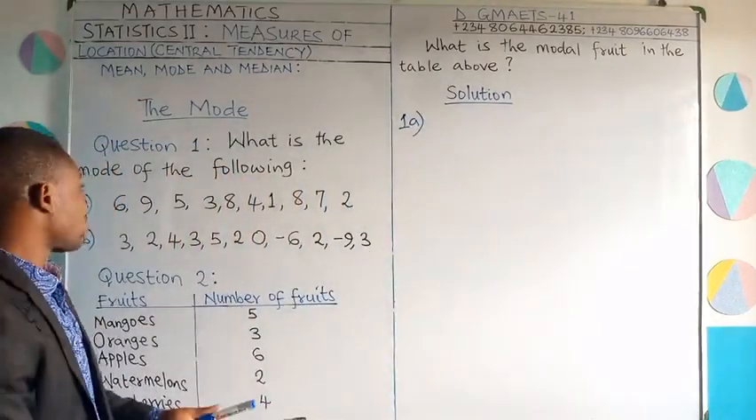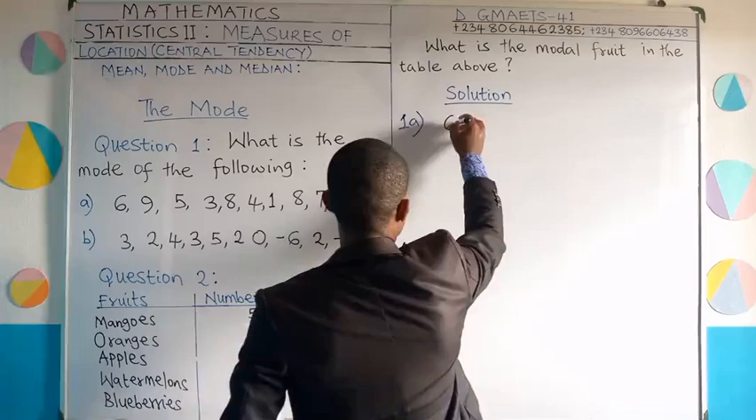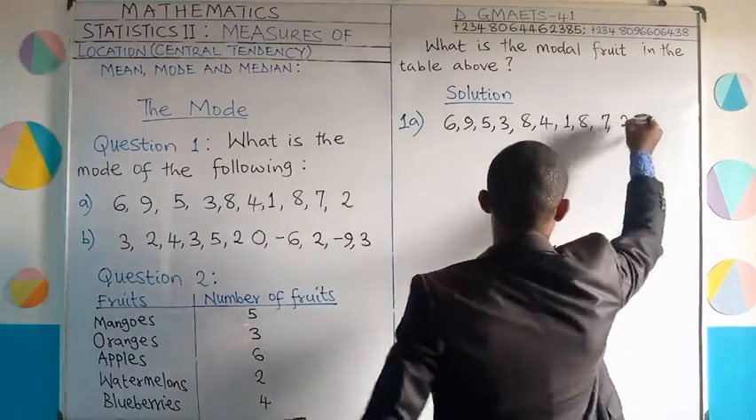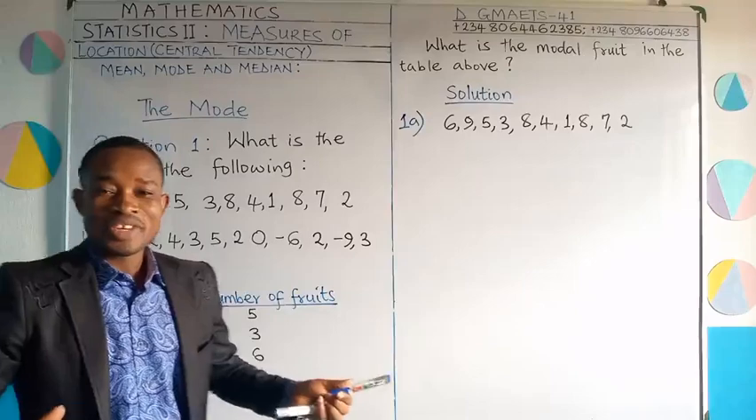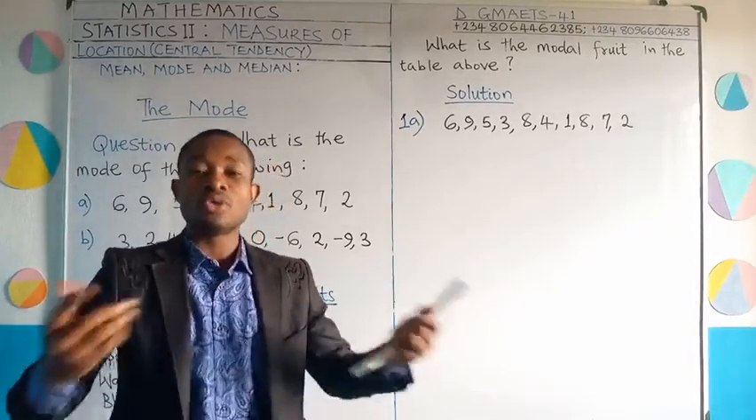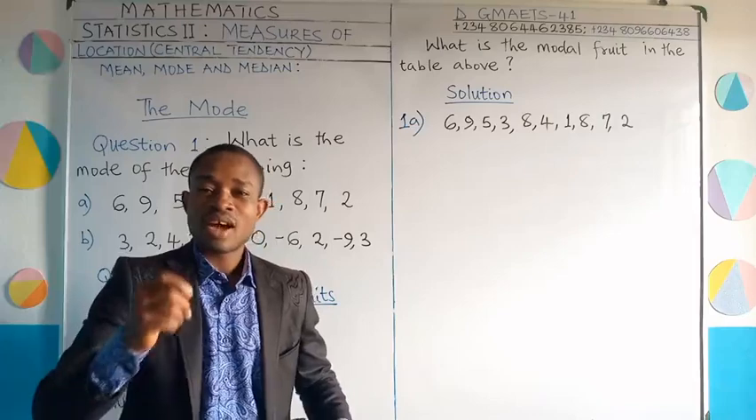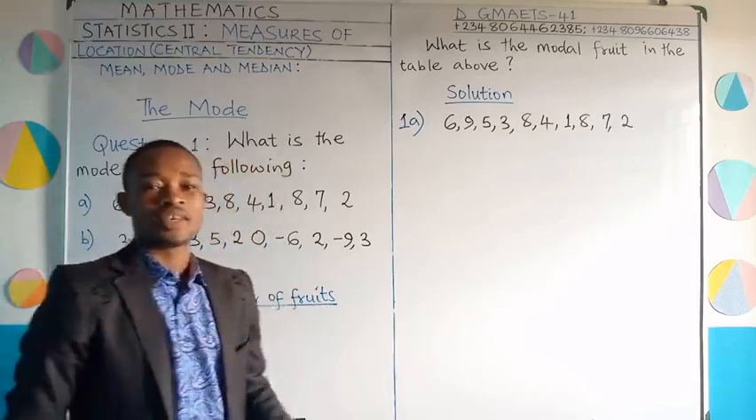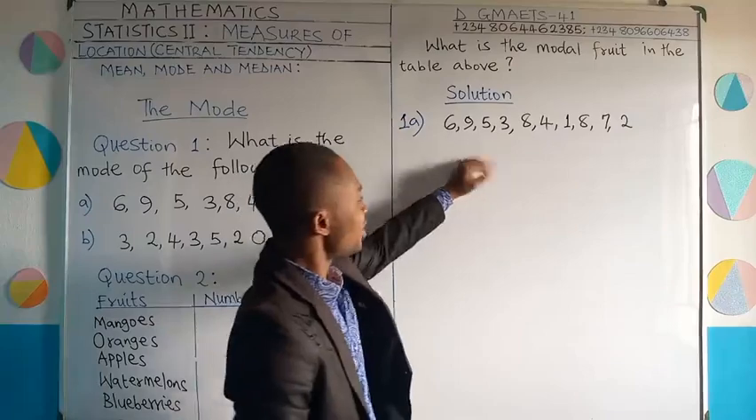Now the distribution we have there is 6953-8418-72. And we are asked to find the mode. We already defined the mode as that item that occurs the most, that item that has the highest frequency, that item that appears more than any other item in the distribution. Now, if we look at this distribution given to us, let's see.